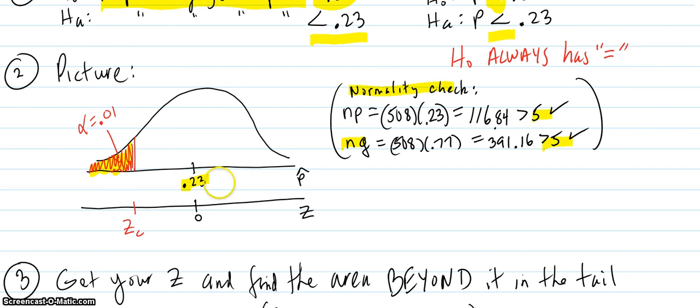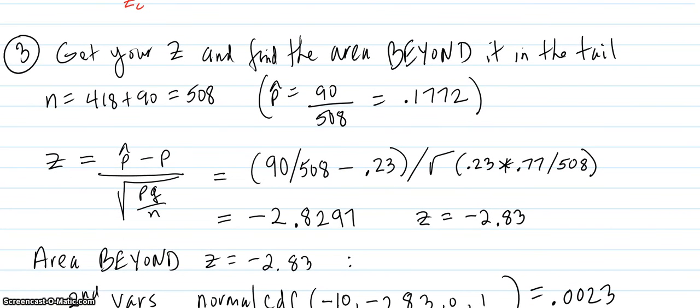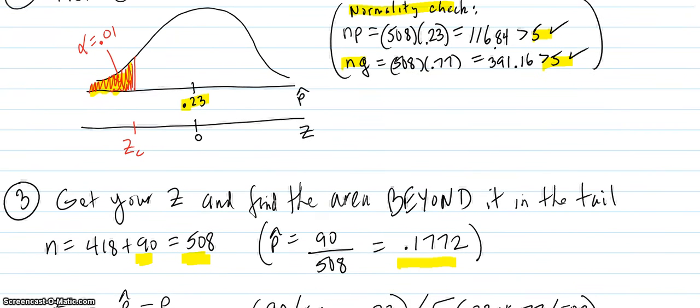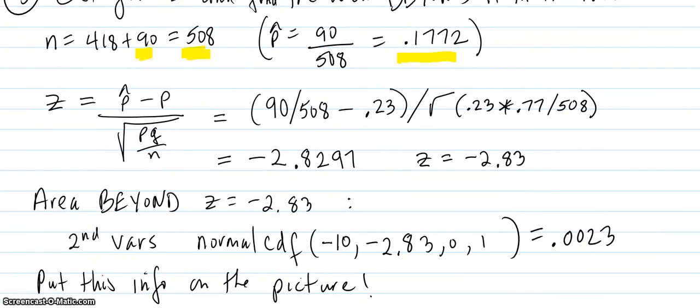Your 0.23 is your hypothesized population proportion. And we're going to get our z and find the area beyond it in the tail. This time I changed that number to the 90, so it's 508. P-hat is 0.1772. Looking on the picture, this is 0.23. 0.1772 feels like it has a chance to be out in the rejection region below 0.23, but we'll see.